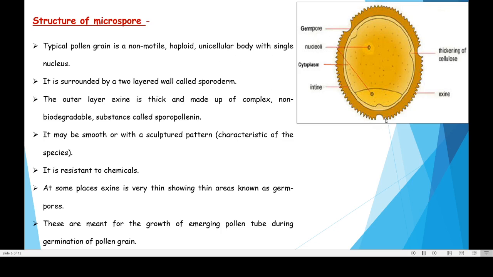Again, with this, you will find there is a presence of some pores at this particular part of the microspore, which is helpful in germination. Whenever this will grow and divide by cell division, it will form a pollen tube. This is the site of germination.